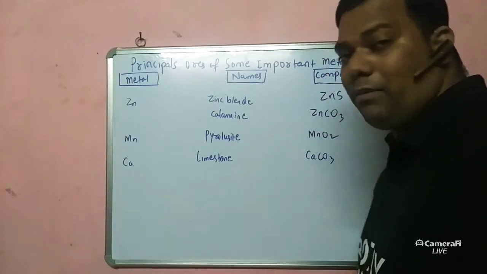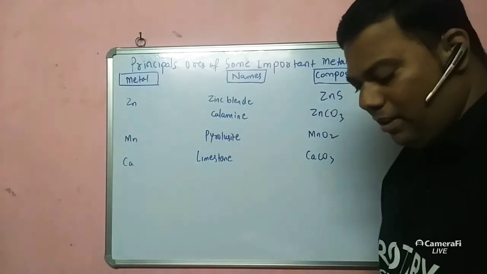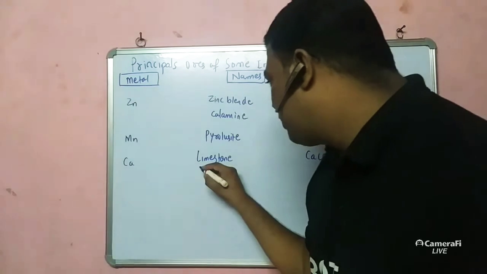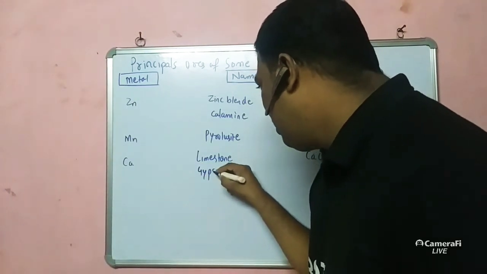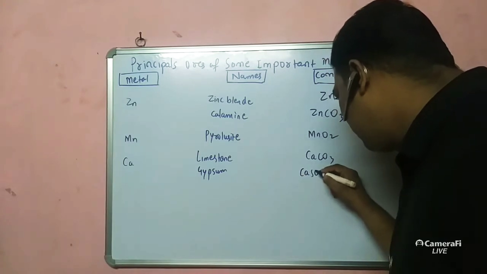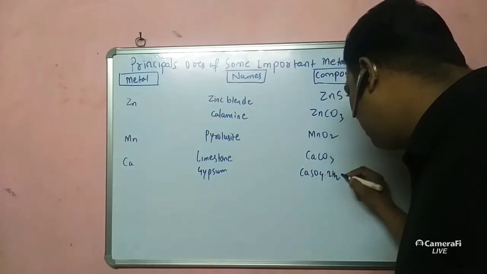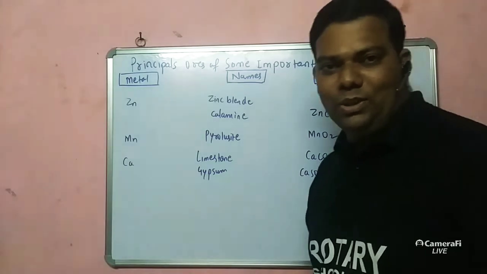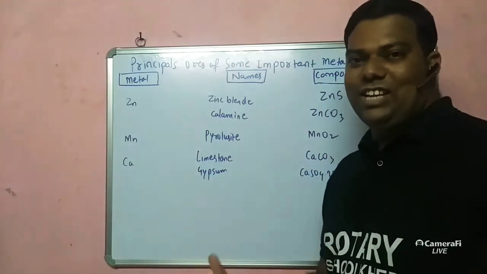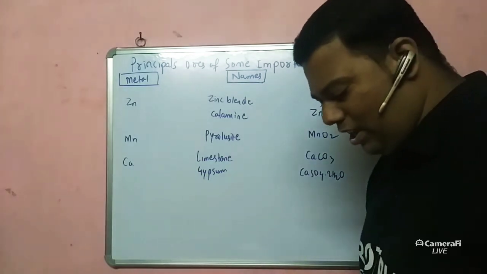CaCO3, what do we call it? Marble. Okay. Next, gypsum. Yes, gypsum is also very important. Gypsum has the formula CaSO4·2H2O. And on the basis of this, you know POP also has the formula CaSO4·½H2O. Okay.